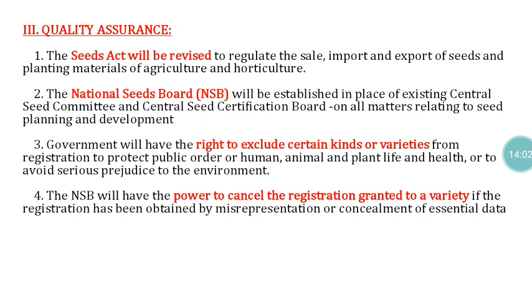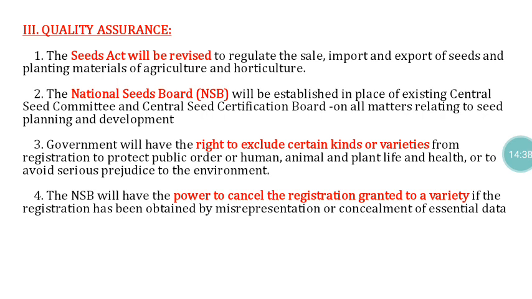The third thrust area is quality assurance. So this is also very important. Here, in order to regulate the quality of the seeds, it is decided to have some revision of the Seed Act, mainly to regulate the sale, import and export of seeds and planting material, both agriculture and horticulture crops. And it is also decided to have a National Seed Board in place of the Central Seed Committee, so that the National Seed Board will take care of all the activities pertaining to effective implementation of this Seed Act. That will be the topmost authority.